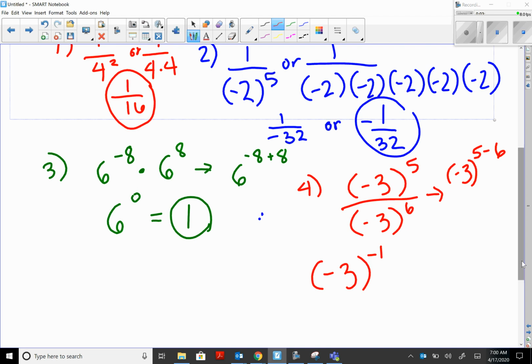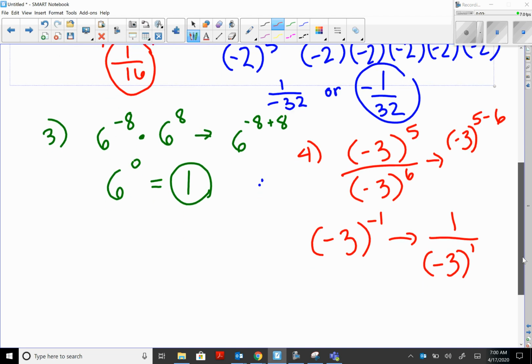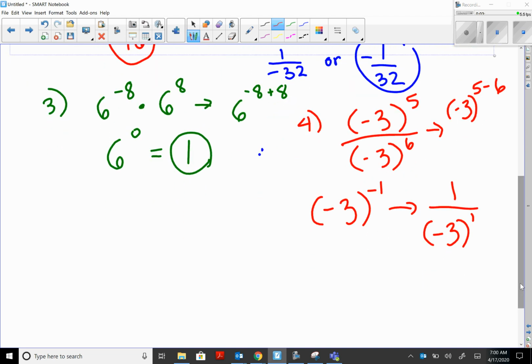Now, remember, you can't have a final answer with a negative exponent, so I'm going to write that as the reciprocal of 1 over negative 3 to the positive first power. And raising a number to the positive first power is just that number. So really what ends up happening is I get 1 over negative 3, or negative 1/3. Doesn't really matter how you write that final fraction as long as you know that it is a negative number.